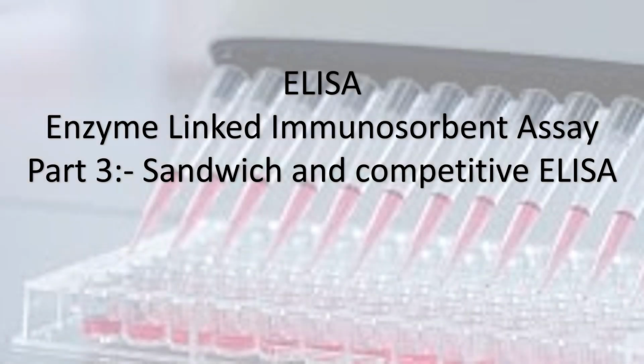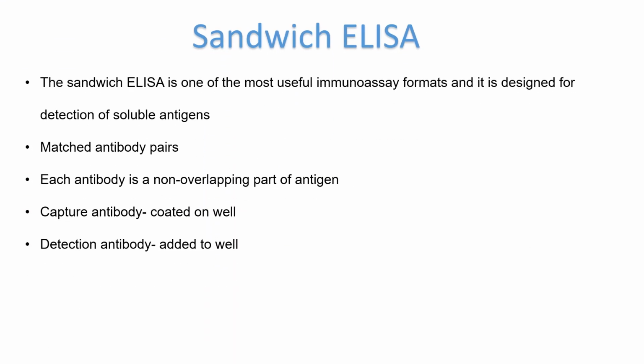And today we will discuss the sandwich and competitive ELISA in this session. The sandwich ELISA is one of the most useful immunoassay formats and it is designed to detect soluble antigen. In this, matched antibody pairs are used. Each antibody binds a non-overlapping part of the antigen. Capture antibody is coated on the well and the detection antibody is added to the well.